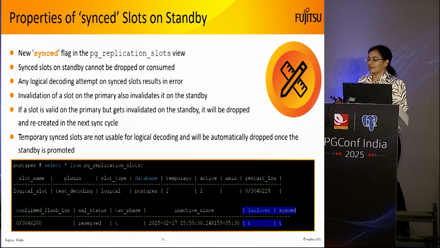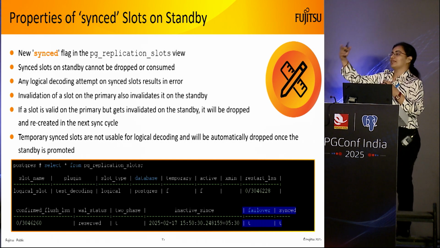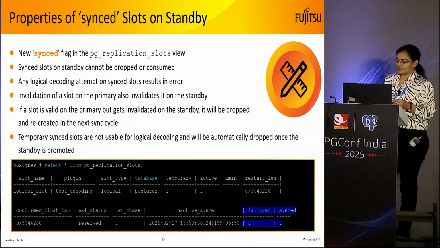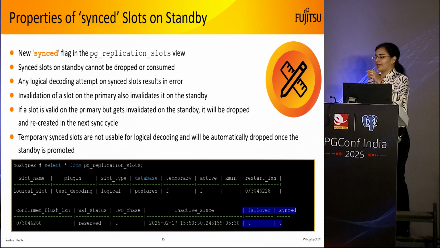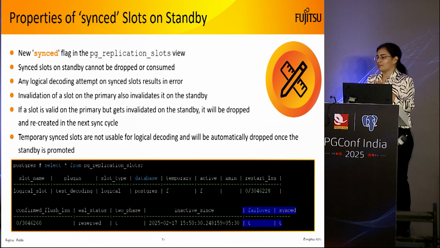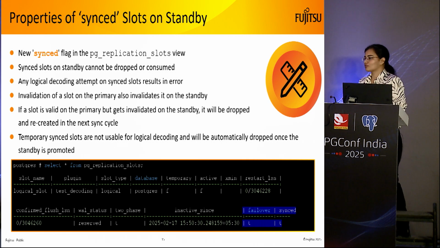Also in a case, say the slot is valid on primary node, but it gets invalidated somehow on the standby node, then as soon as we find this situation, that slot will be dropped and it will be recreated in the next sync cycle. Also, let us say this sync is in progress and it is creating some new slots, and those slots are still temporary and failover happens. Temporary slots cannot be used for logical decoding. So in that case, whenever failover happens and standby is promoted, these temporary slots will be dropped.